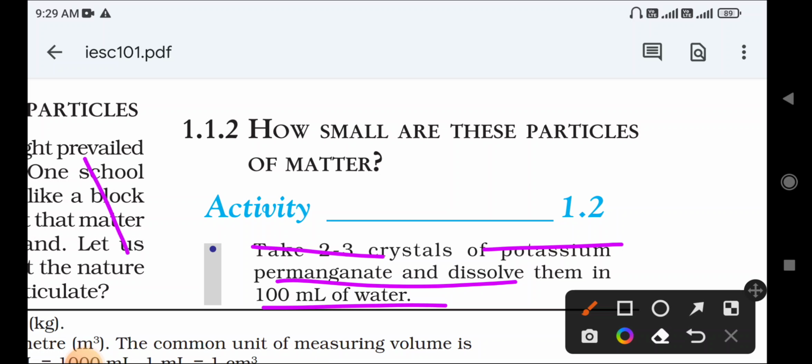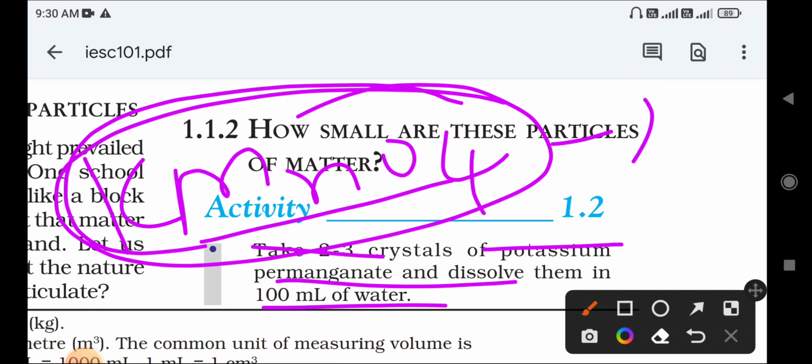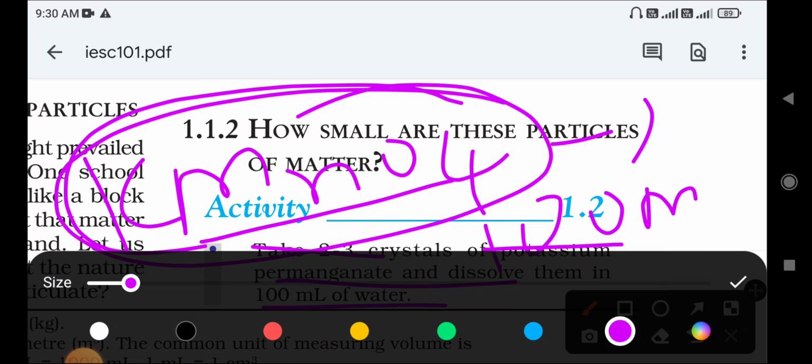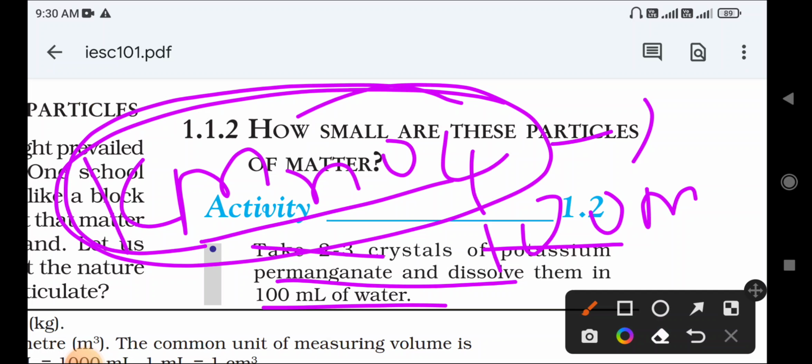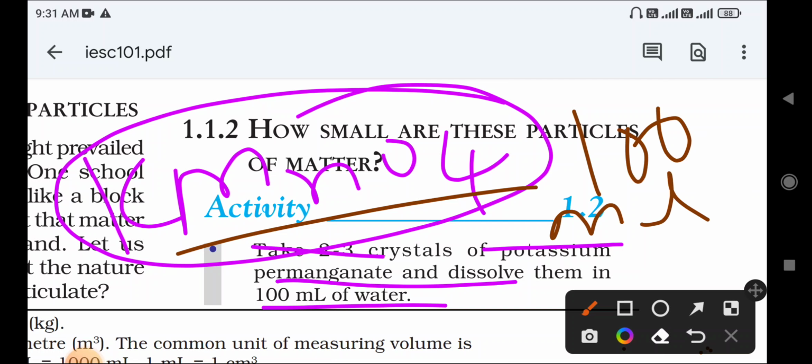We have to take potassium permanganate. KMnO4 is the chemical formula of potassium permanganate, and it is dissolved in 100 ml of water. So we have taken potassium permanganate dissolved in 100 ml of water.